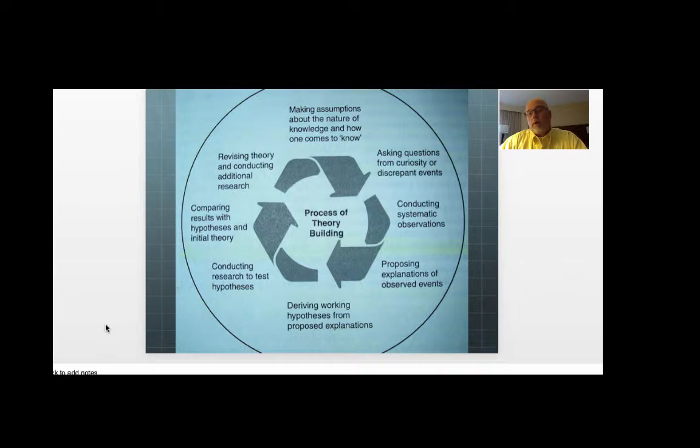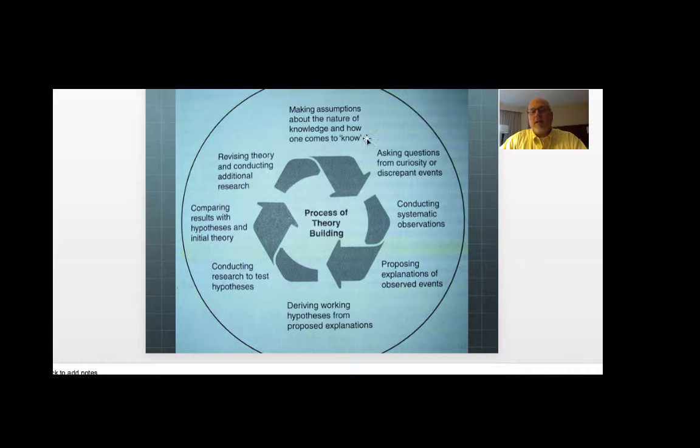So one might wonder, where do we even begin if there's that process? Well, in this case, we actually start up here at the top under making assumptions, and then we're going to move around the cycle in a clockwise fashion. So I'm going to talk about the first four elements of this model here in this particular video, and then I will follow up with the last four elements in the next video.